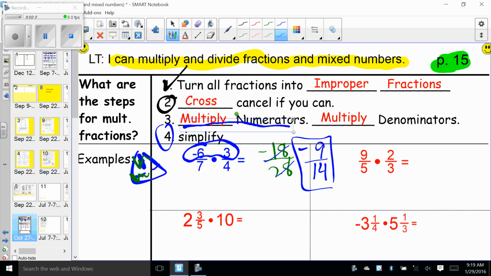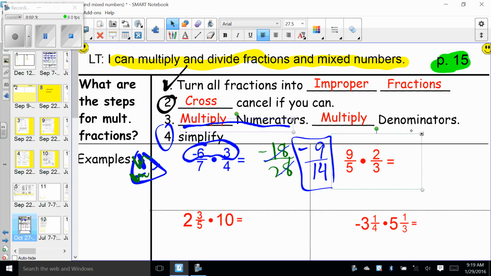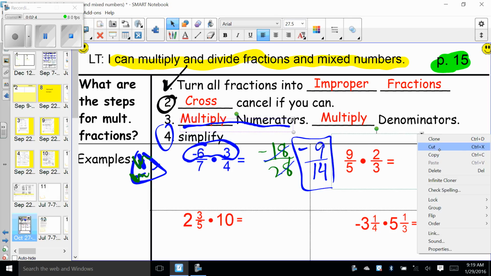The next example, we have to make sure that we have improper fractions, which we do have fractions, so we're ready to go. I'm going to cross cancel on this one. You don't have to do that, but I'm going to show you the option. Actually, maybe I'll solve this one 2 different ways. I think I will. So I'm going to go ahead and clone this, and I'll solve it 2 different ways.